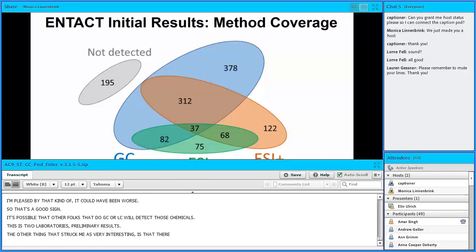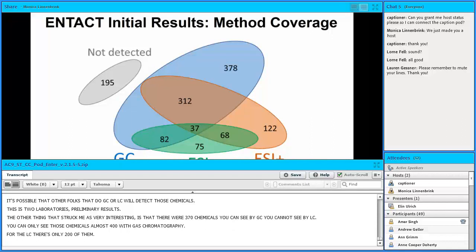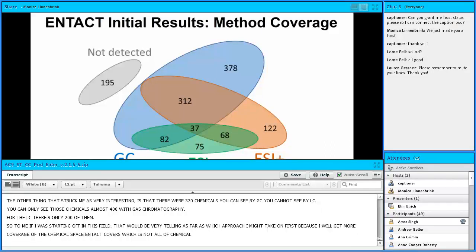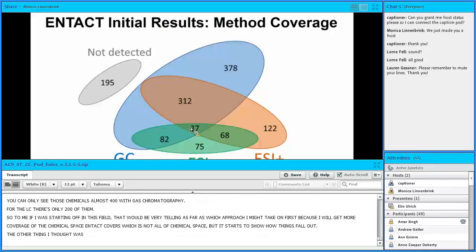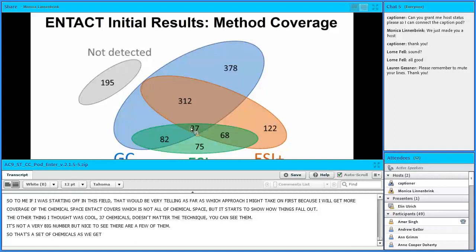The other thing that struck me as very interesting is that there are 378 chemicals that you can see by GC that you cannot see by LC. You can only see those chemicals, almost 400 of them, with the gas chromatography. For the LC, there's only about 200 of them. So to me, if I was starting off in this field, that would be very telling as far as which approach I might take on first, because I'm going to get more coverage of the chemical space that ENTACT covers, which certainly is not all of chemical space. But it starts to kind of show how things fall out. The other thing that I thought was pretty cool is there are 37 chemicals. It doesn't matter what technique you use, you can see them. It's not a very big number, but it's nice to see that there are a few of them. So that's a set of chemicals that as we get results back from pretty much anyone, we should expect to see.